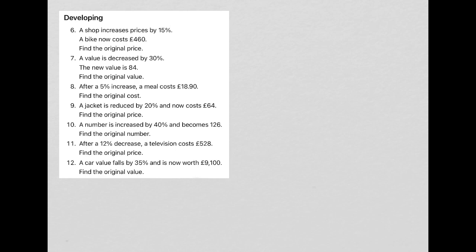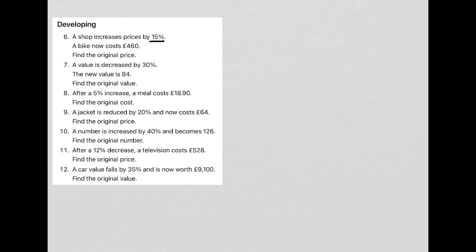Right, so the increase by 15% is 1.15. The bike is now £460. So my calculation will be £460 divided by 1.15, and I get £400. So before the increase, the bike originally cost £400.